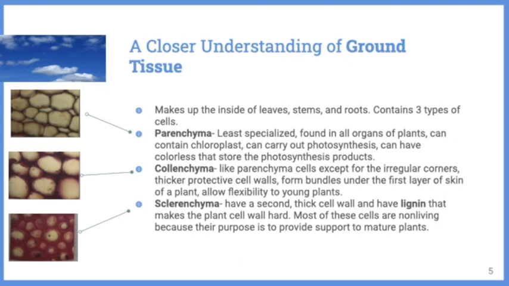Collenchyma, which is like the first type, except they have irregular corners, and they have thicker protective cell walls, and they form bundles under the first layer of skin of a plant, which allow flexibility in young plants. Sclerenchyma have a second thick cell wall, and they have lignin, which makes a plant cell hard. So most of these cells are non-living because their only purpose is to provide support to mature plants.